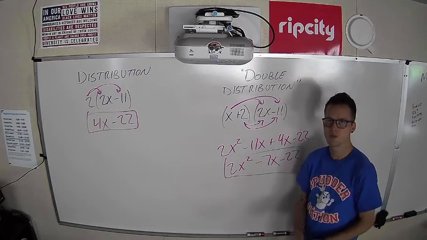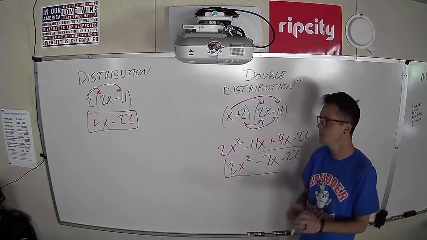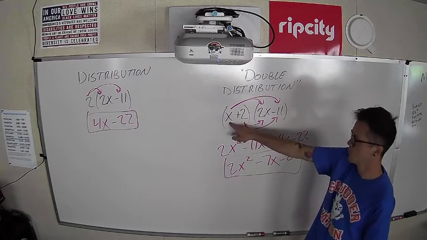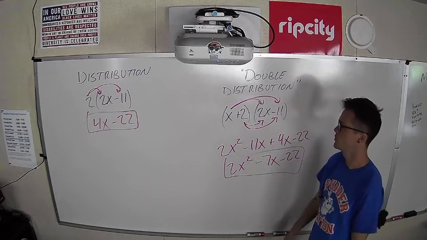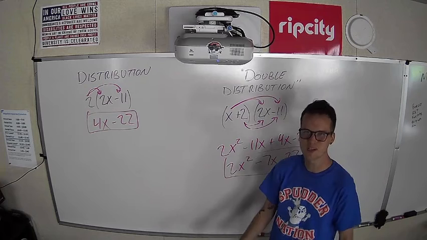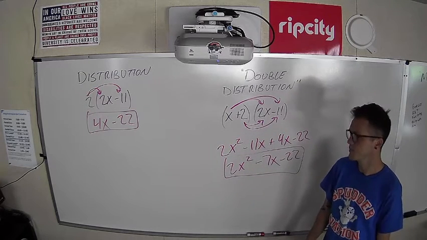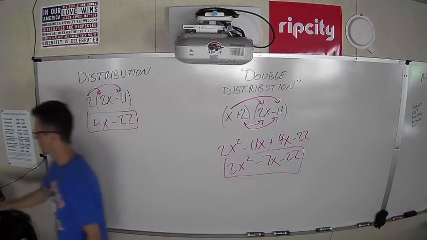I call it double distribution. I don't think that's a mathy term. So if you go to another class, I don't know that they'd understand that. But that's the way I think of it. You're multiplying or distributing the x, and then you're distributing the 2. Okay, I want to show you a couple different methods. They're not necessarily tricks. They're just methods that might help keep this a little bit cleaner so you don't miss any steps. So that is what's coming your way next.